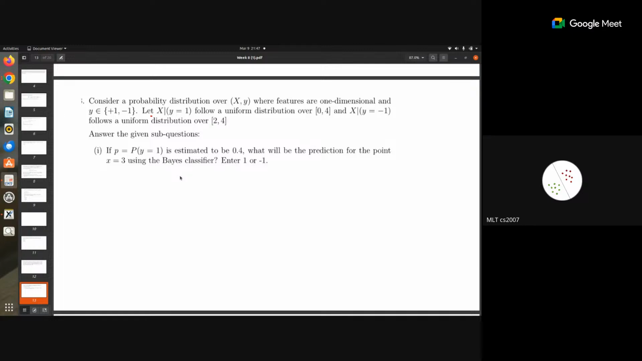Uniform distribution, what are the probabilities? 1 by (b minus a). So 1 by 4 and 1 by 2, I think it will come out, for y equal to 1 and y equal to minus 1. So it's very simple, right? We'll just have to multiply these two. I'll give you 2 more minutes and we'll discuss it again.